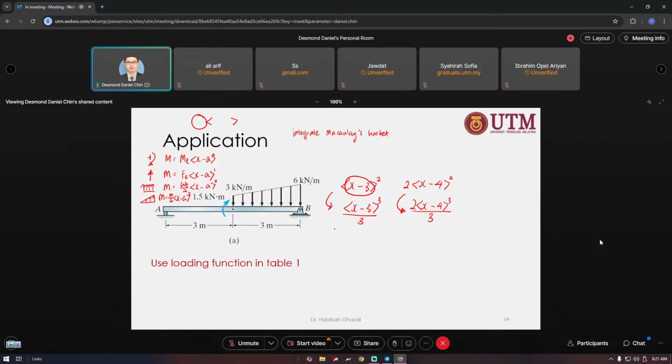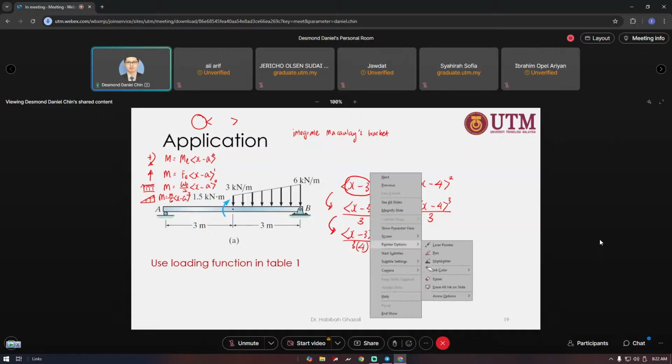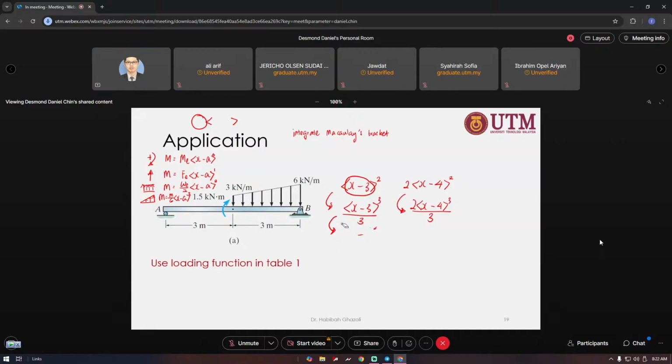So in this case, if I further integrate, then this will become (x minus 3) to the power of 4, divided by 3 multiplied by 4. This is how you further integrate the Macaulay's bracket. Any question? No question? Okay, good. So I shall erase this simple practice, because I need some space to do the calculation for this example.